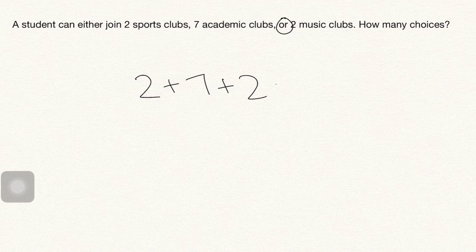If the question asked, how many different combinations can you make with one of each club, then you would do 2 times 7 times 2. Just like how I said you should look for the word OR when you're doing addition principle questions, you should also look for the keyword AND, which symbolizes the multiplication principle. So just remember that OR means addition and AND means multiplication. So in this case, our final answer will be 11. So there are 11 different choices that the student has. Okay, let's move on to the next question.